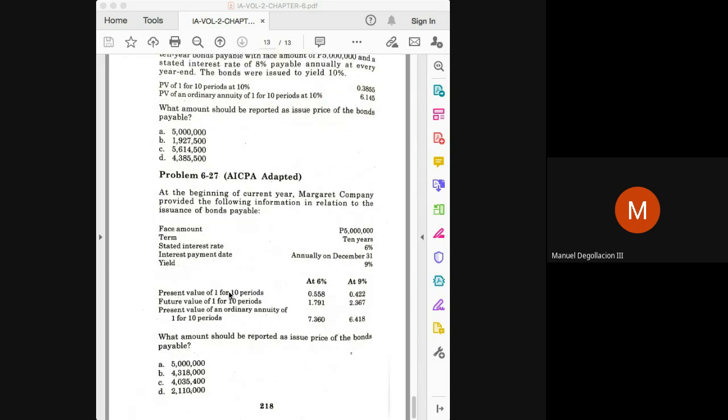Okay, last problem, we have 6-27. What amount should be reported as issue price? We're dealing with a 5 million bond with a term of 10 years with a stated rate of 6%, and then interest payment annually. Okay. Again, still two sets of cash flows, principal payment and interest payment. Principal payment will happen after 10 years. So you will be using the present value lump sum factor. Okay, and of course, you will be using the factors under 9% because you will be using the effective rate or the yield rate.